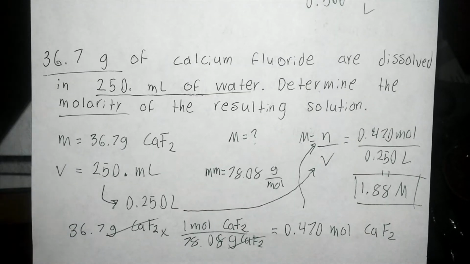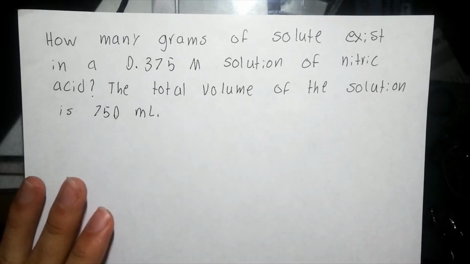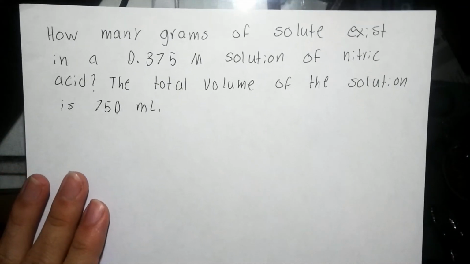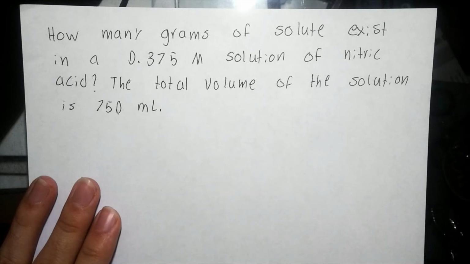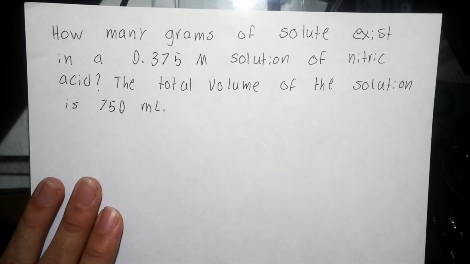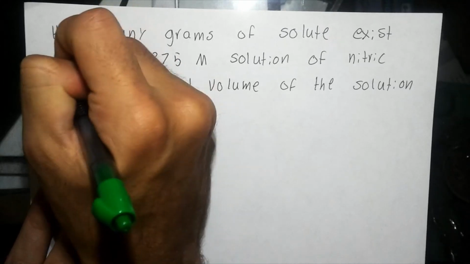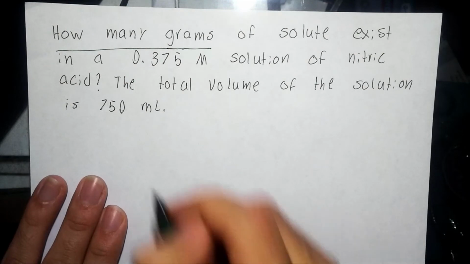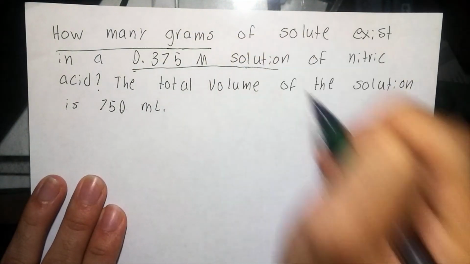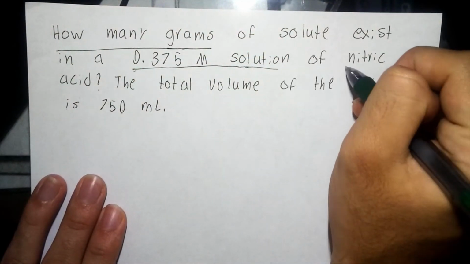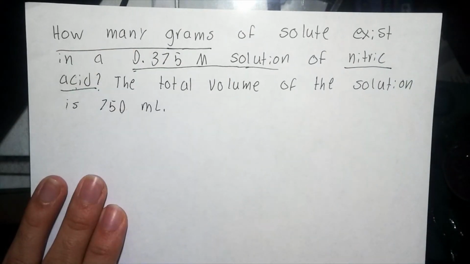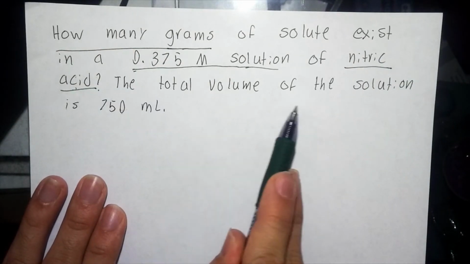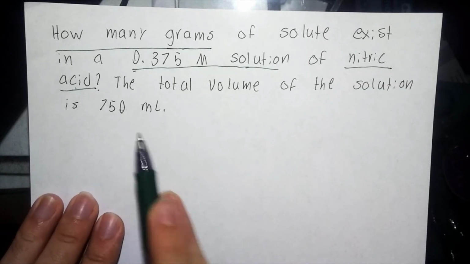Let's do one more. So, how many grams of solute exist in a 0.375 molar solution of nitric acid? Okay, so we can take some things out of here. We're asking for the grams, aka the mass. We have the molarity of the solution, and we have the identity of our solute, which is nitric acid. And lastly, the total volume of the solution is 750 milliliters.